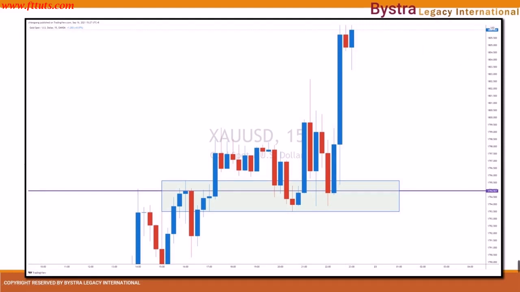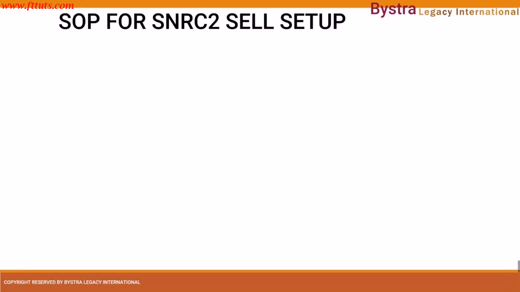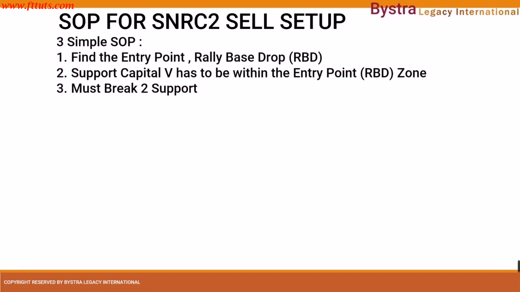Now let's look at the SOP for the sell setup. Now let's look at the SOP for the SNRC2 sell setup. This time the entry point for the sell setup would be the Rayleigh base drop, and we will use the capital V, which is the support, as our entry point into the Rayleigh base drop zone.